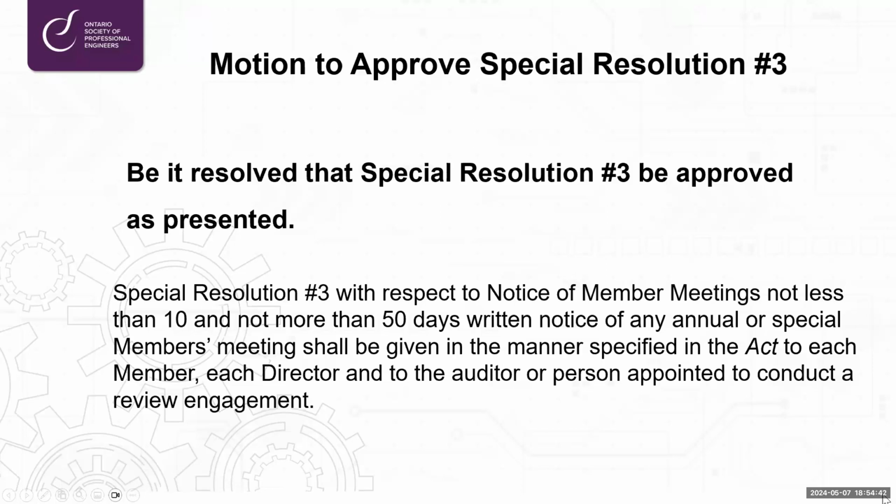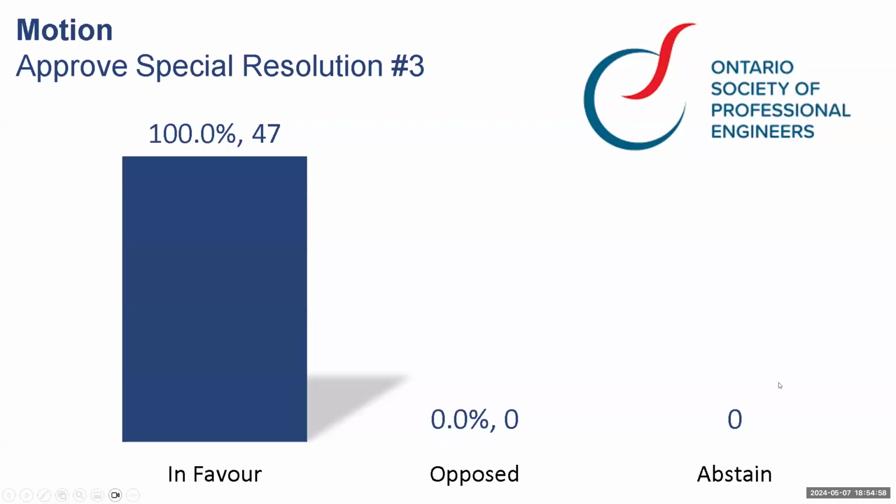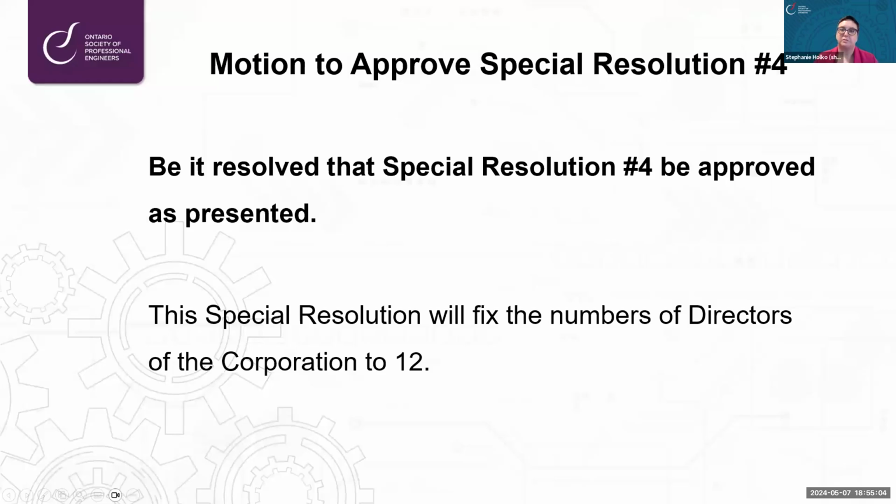And that ballot is now closed. Please stand by for the results. I declare the motion to be carried. We will now motion to approve special resolution number 4, which will fix the numbers of directors of the corporation to 12. The full wording of the resolution can be found in your package.